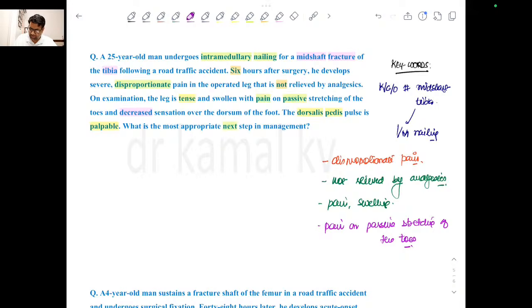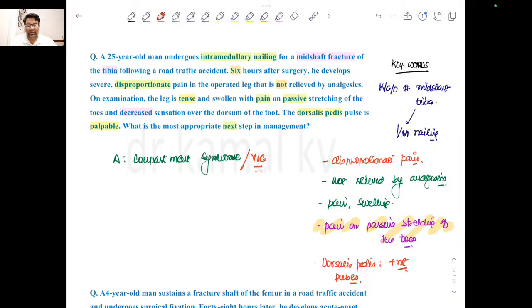And just to confuse you, the dorsalis pedis is palpable, the pulsation is present, right? Now this is the main clinical test we do to rule out compartment syndrome. Clear? So this is a classical case of compartment syndrome, also known as Volkmann ischemia.